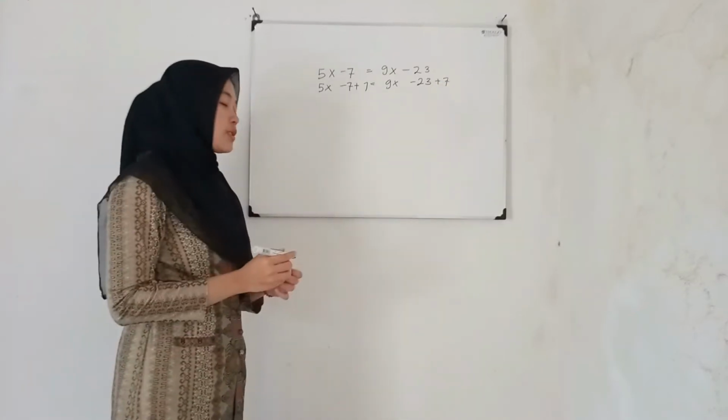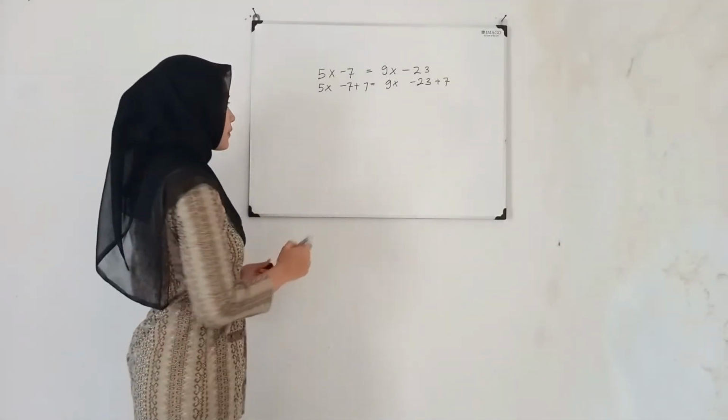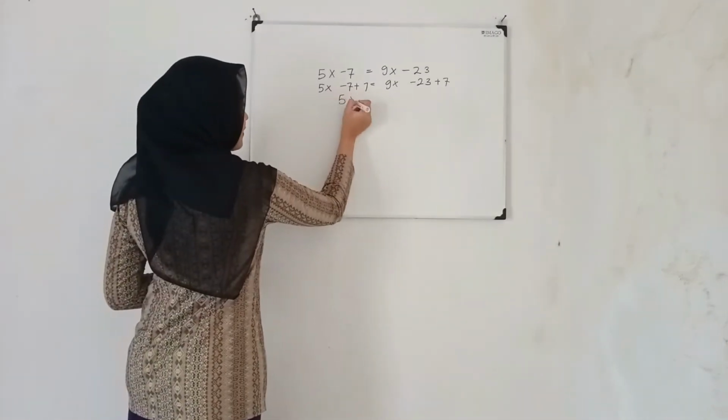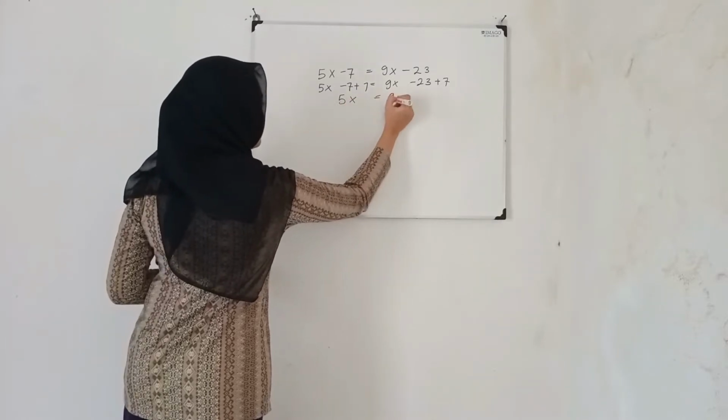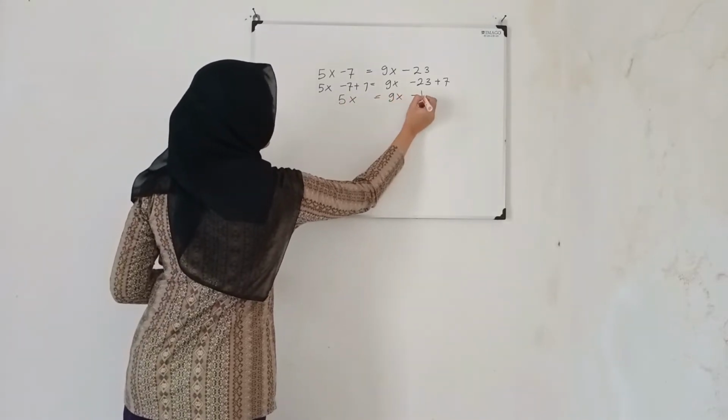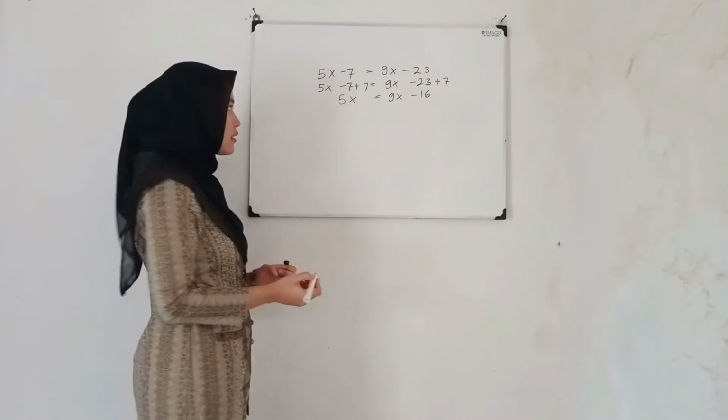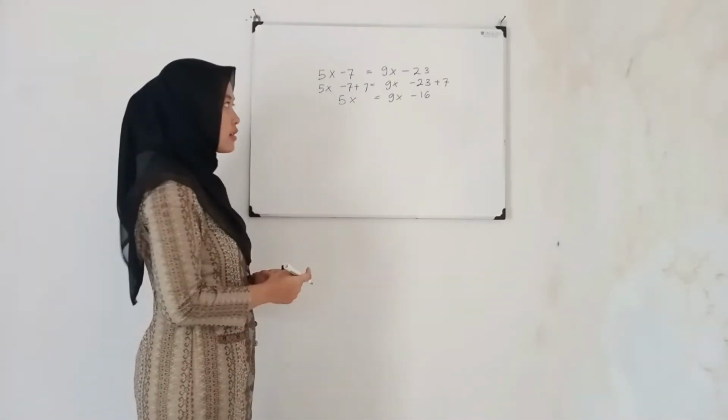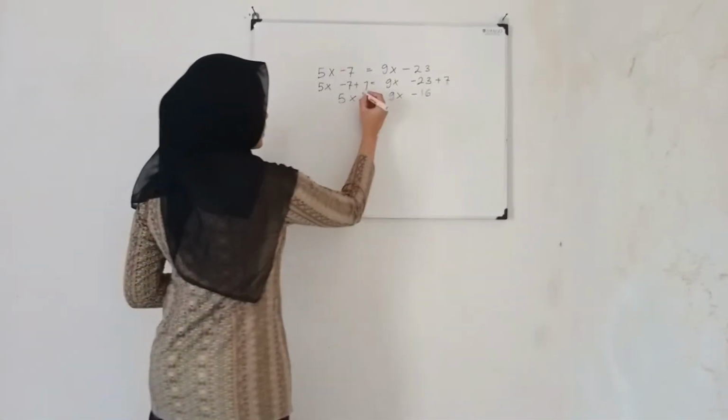Then what should we do? The result is 5x equal to 9x minus 16. Okay. Then we have to subtract both sides with 9x. Okay.